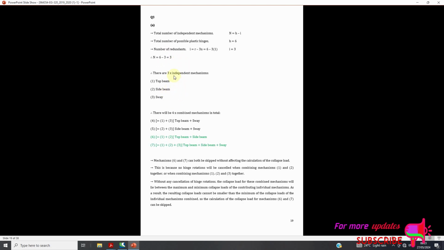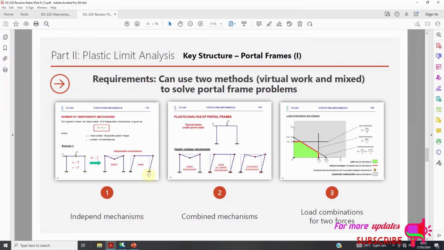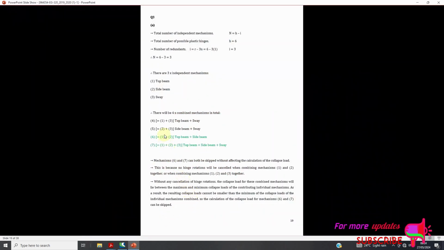So there are 3 independent mechanisms. That is, we have the top beam, the side beam, and the sway. But from this example, we have 2 independent mechanisms, only the top beam and the sway. But now because this point load is at this midpoint, we have an extra independent mechanism, this side beam. So we now have the side beam, the top beam, and the sway. Now there are 3.